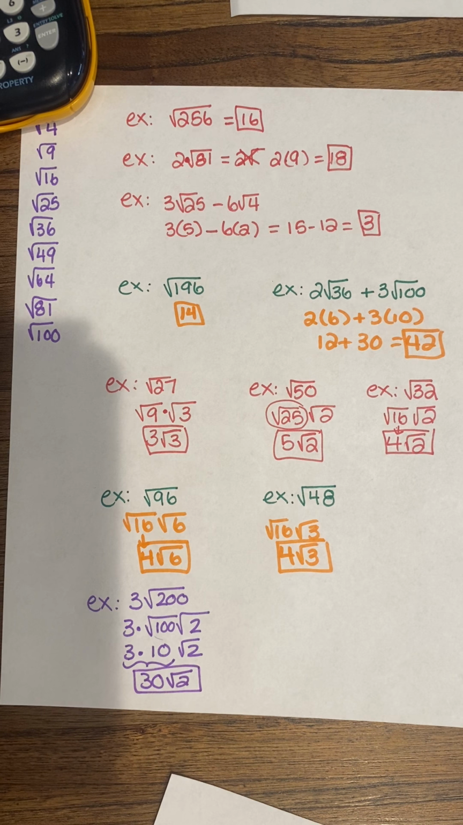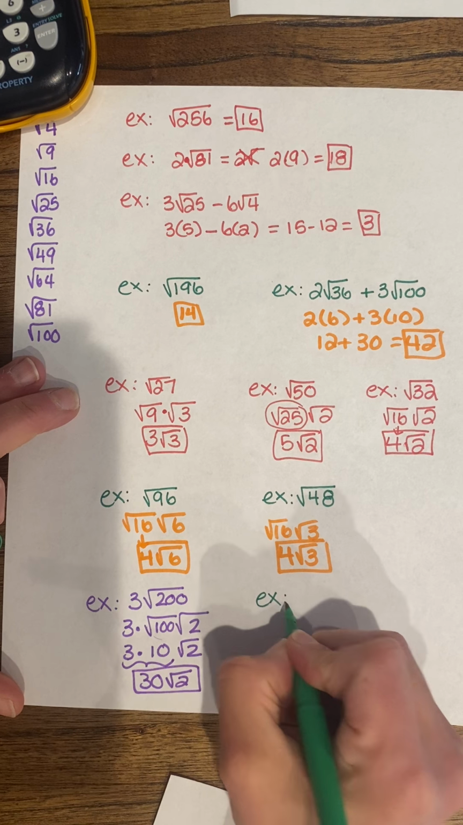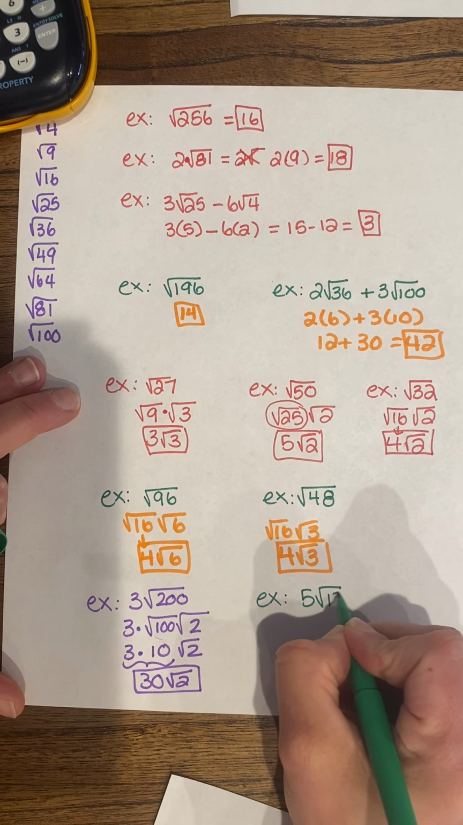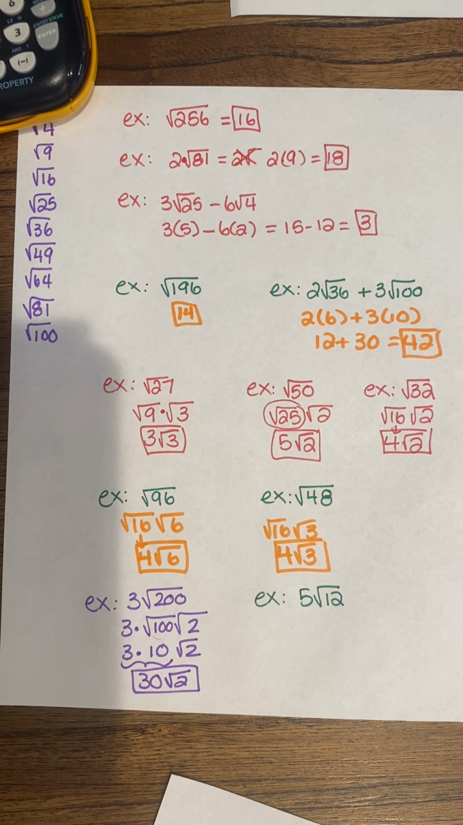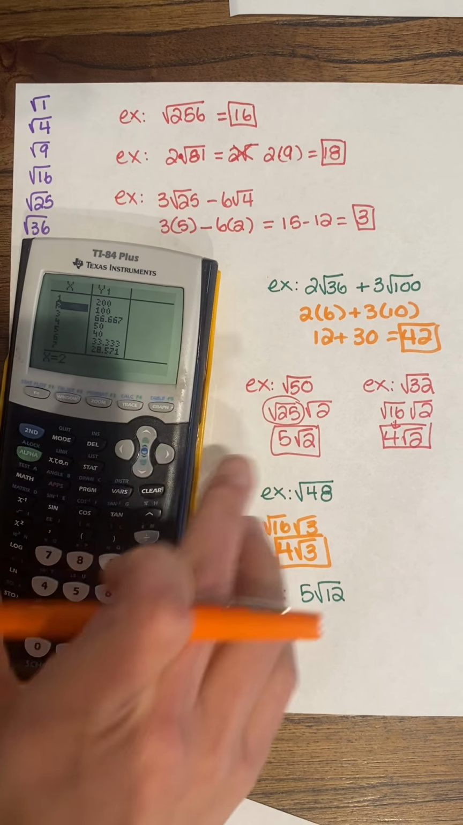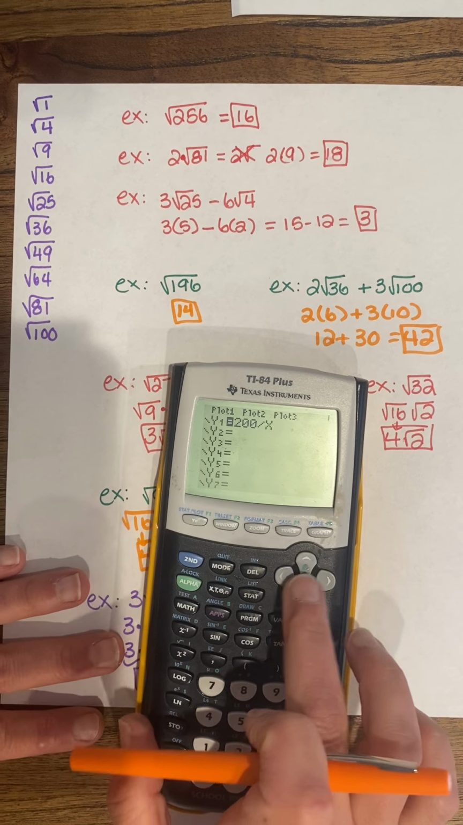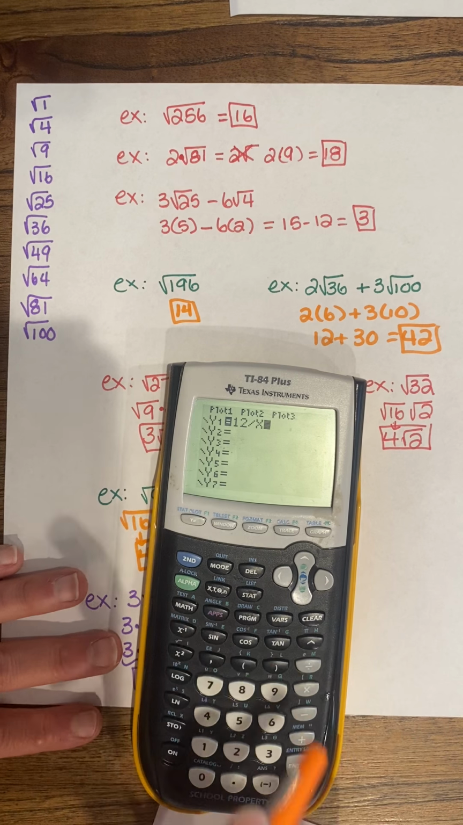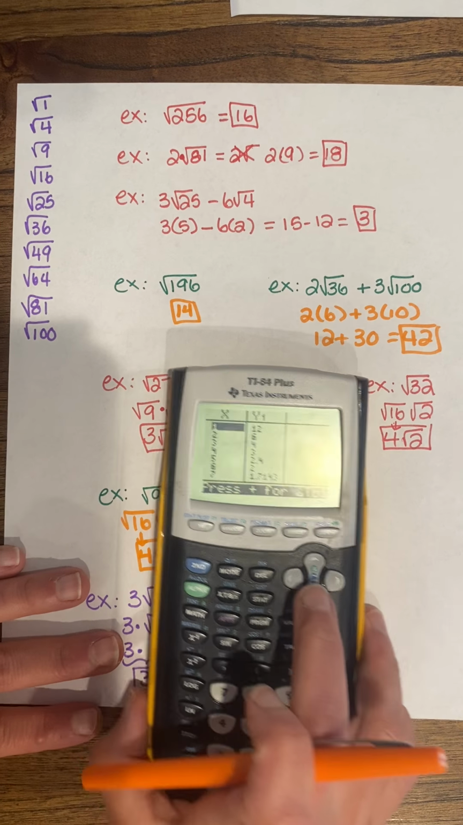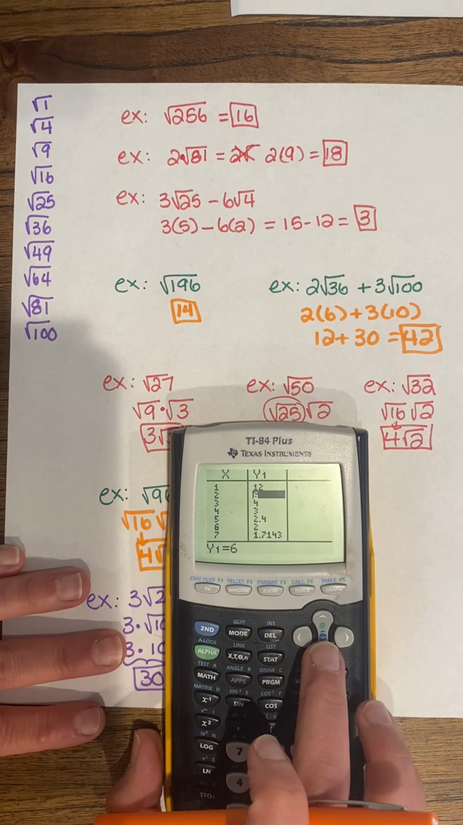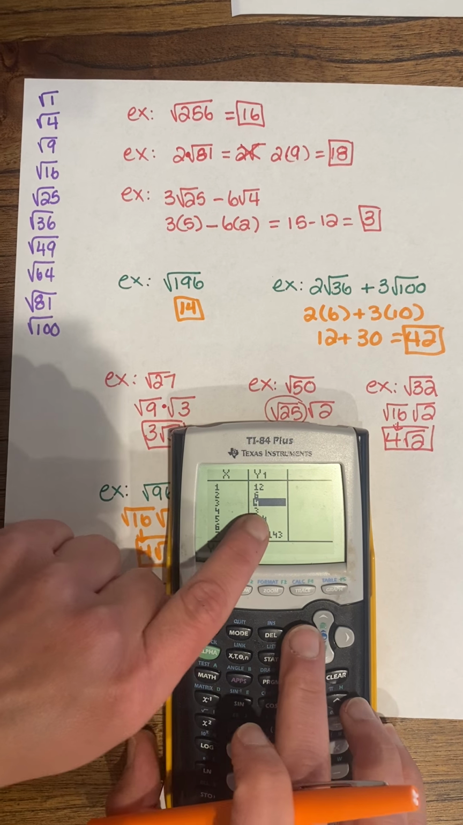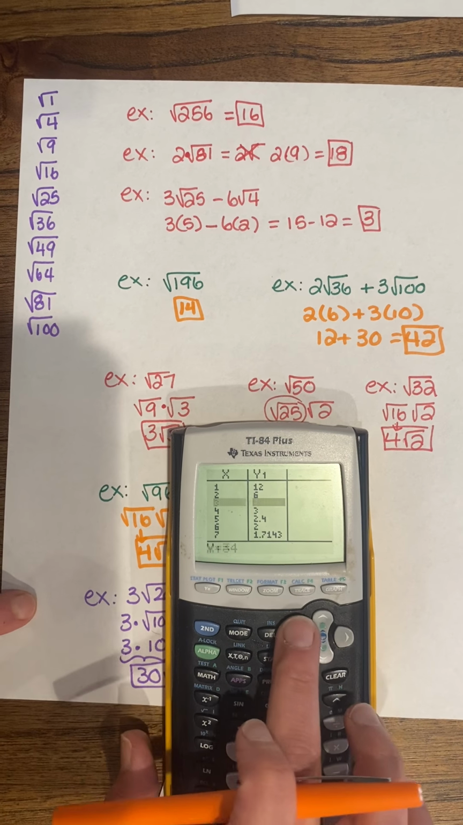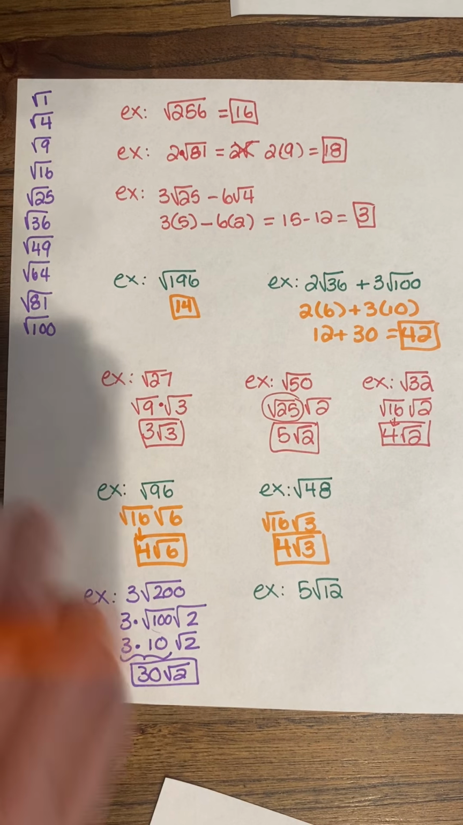Okay, so over here, why don't I give you one to try? Can you try 5 times the square root of 12? Okay, so 5 times the square root of 12. I'm going to put in 12 divided by x. Going to go to the table. So again, 12, not a perfect square. 6, not on my list, but there we go. 4 is on my list. So it's 4, and what's next to it is 3. So that's 4 times 3.